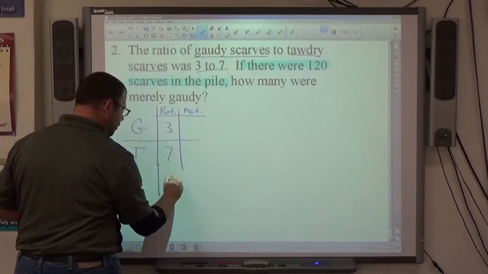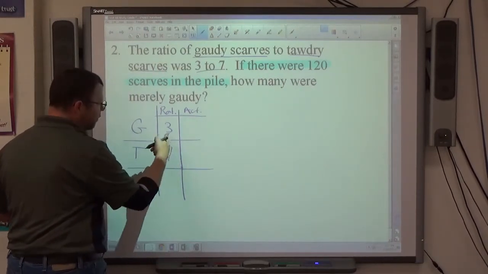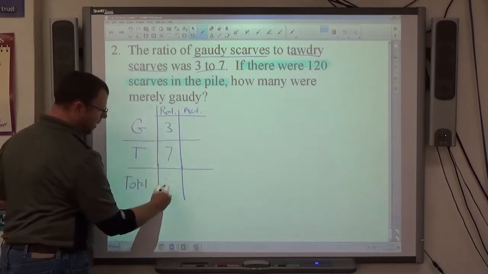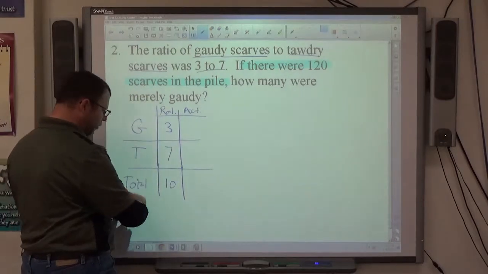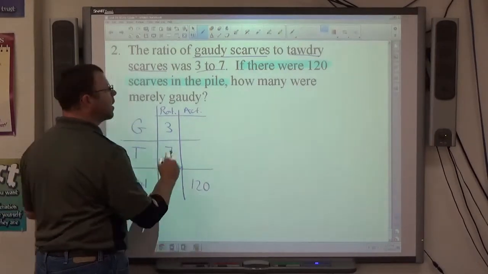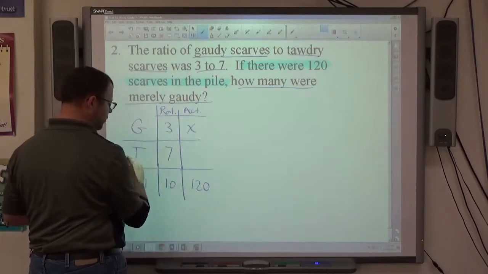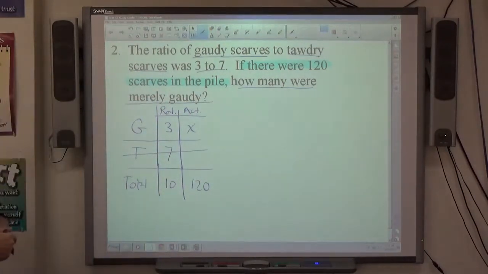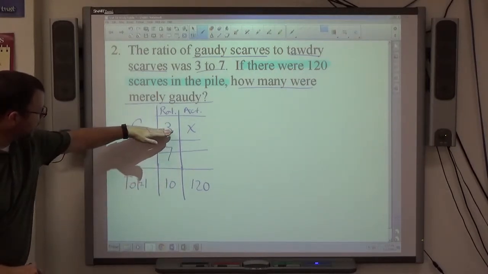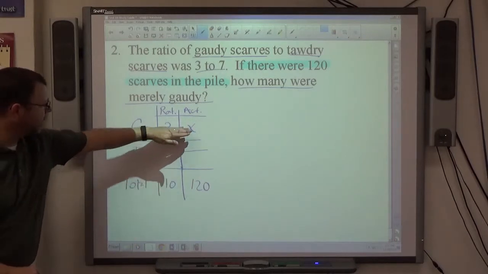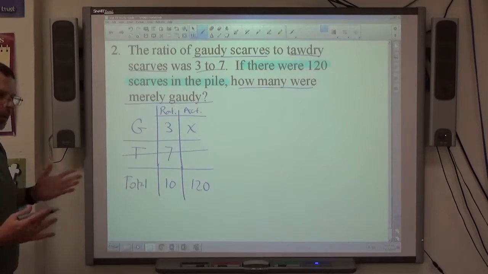So that means we have to get a third row going on here that says total. And if we add the ratio numbers up, 3 and 7 make 10, that gets me the total ratio number. So when it says there's 120 scarves, the total number of scarves is 120. How many were merely gaudy? So we're looking for gaudy scarves. This tawdry no longer is necessary to look at. So again, that 7 was needed to get this 10, but we know gaudy ratio 3, total ratio 10. Actual number of gaudy is what we're looking for. Actual total number is what we're given, so we're able to do that.